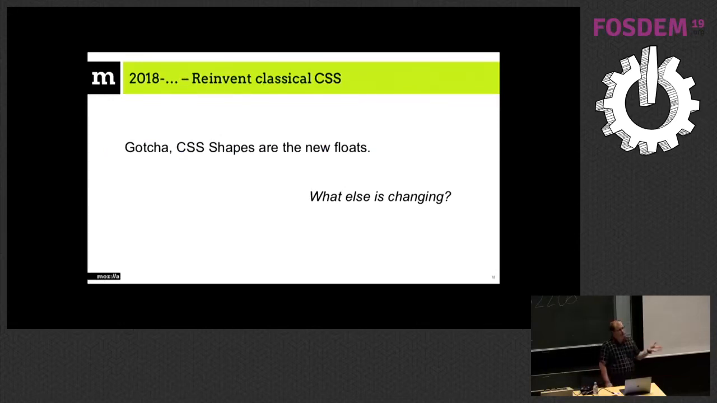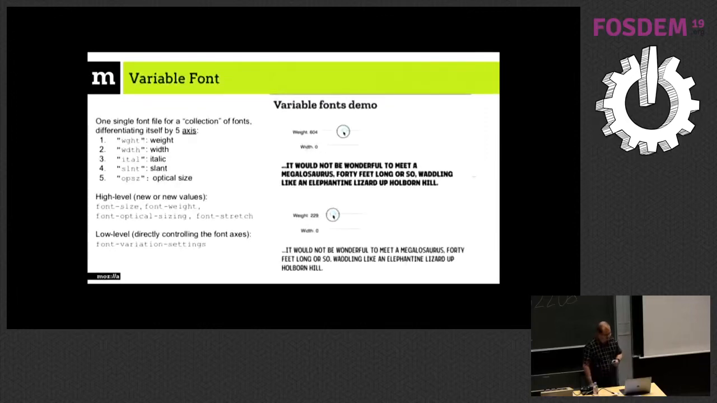So until now, we have mostly reinvented something that was already existing. Grids are the old table. Flexbox is a little bit new, but not really completely different. Shapes are modifying the way we do floats, but basically it's only classic CSS. And in fact, there is a lot of other classic CSS that is being reinvented lately.